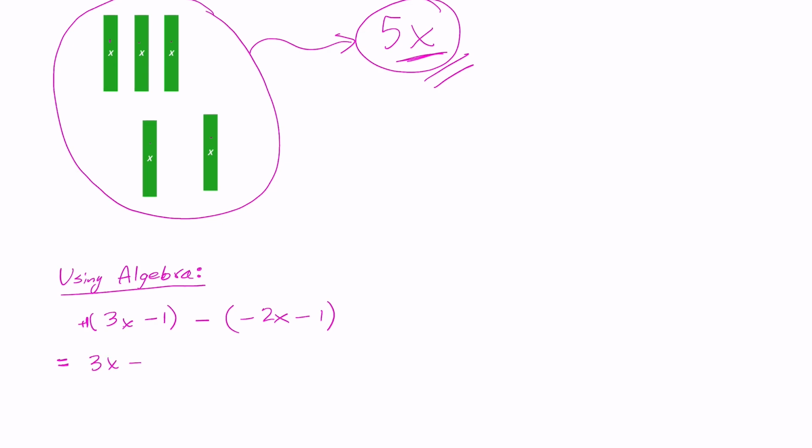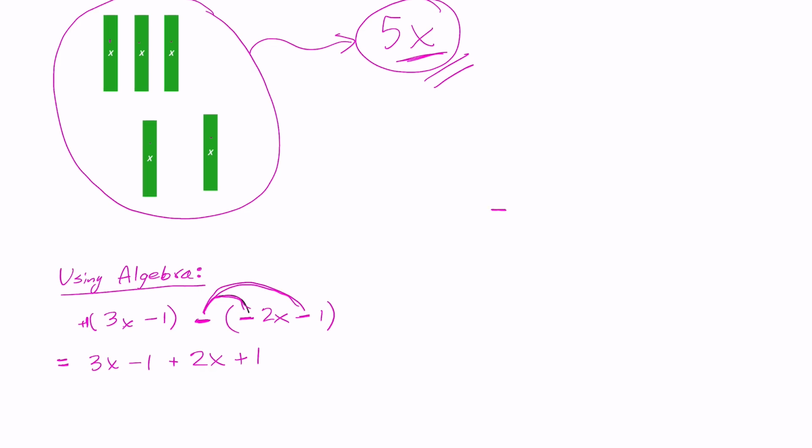So 3x minus 1. Now, here's where I have to be careful. There is a minus here. And a minus times a minus gives a positive, right? Because they're being multiplied. Here, a minus times a minus gives another positive. So I'm going to get positive 2x and a positive 1. There's many ways to think about things in math. What I did there is I distributed the negative to the things inside the bracket.